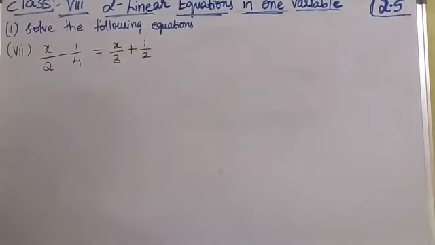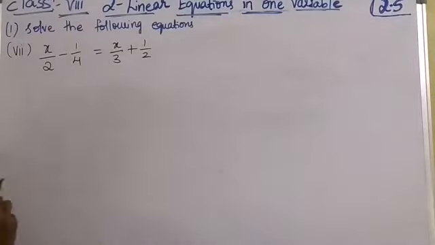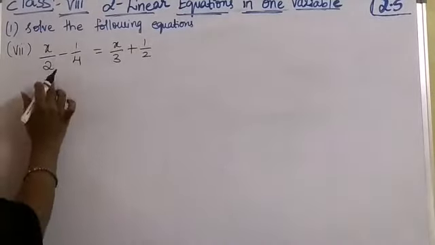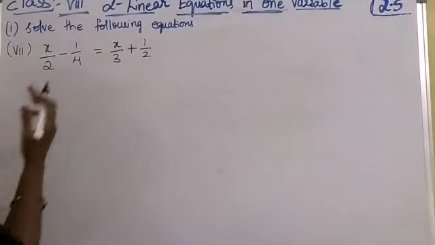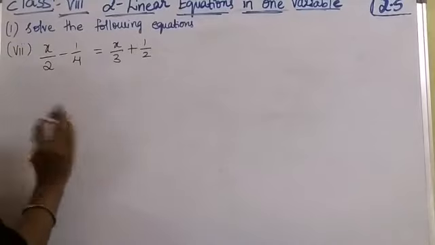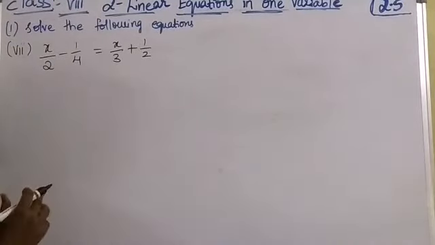Next, seventh question. X/2 minus 1/4 equal to x/3 plus 1/2. Here 1/4 and 1/2 are constants, and x/2, x/3 are the variables. Take variables to one side and the constants to the other side. That is one method. Or you can take LCM here and LCM here. After that you can do cross multiplication. Even then you get the same answer.